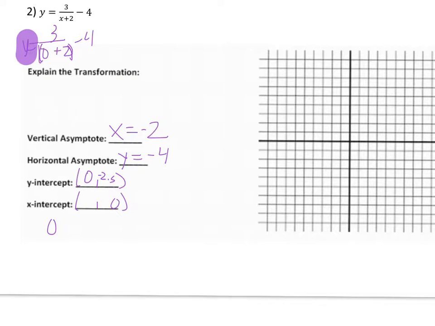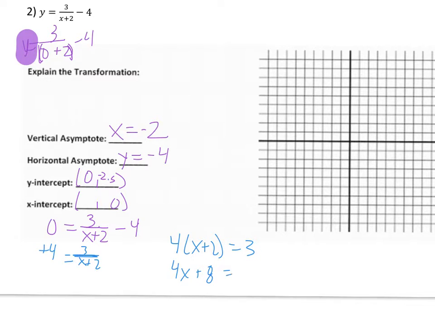X-intercept, plug 0 in for y. Now, for this one, I don't have my unknown all by itself already, like the first one. So I have to get the x all by itself. First thing I want to do is add my 4 over. 4 is equal to 3 over x plus 2. You want to get rid of this divide by x plus 2, so you're going to have 4 times x plus 2. You want to get rid of that whole division. Now, I personally like to distribute this in first, and then subtract my 8, and divide by 4. Negative 5/4.